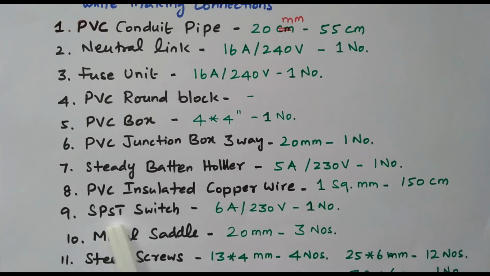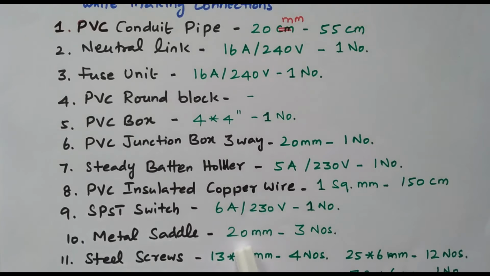Then the SPST switch, that is the normal switch, 6 ampere 230 volt, one number. What is SPST? Single pole, single throw, that is on and off, only one pole. Single pole means we are controlling only the phase, only one connection. Single throw means either on or off. Double pole, double throw is also available. Here we need only single throw.